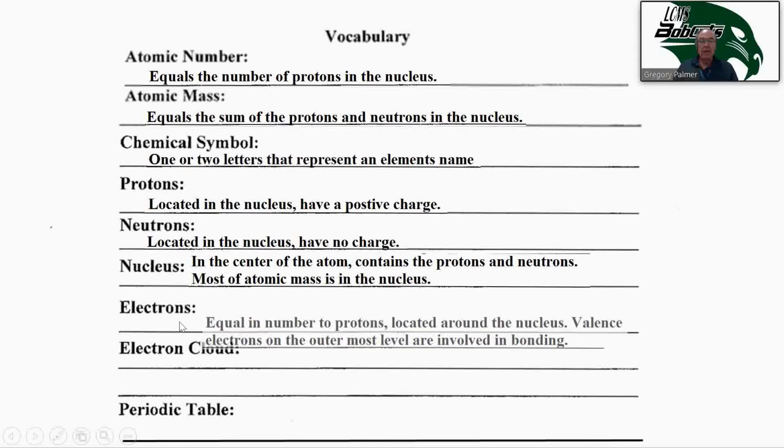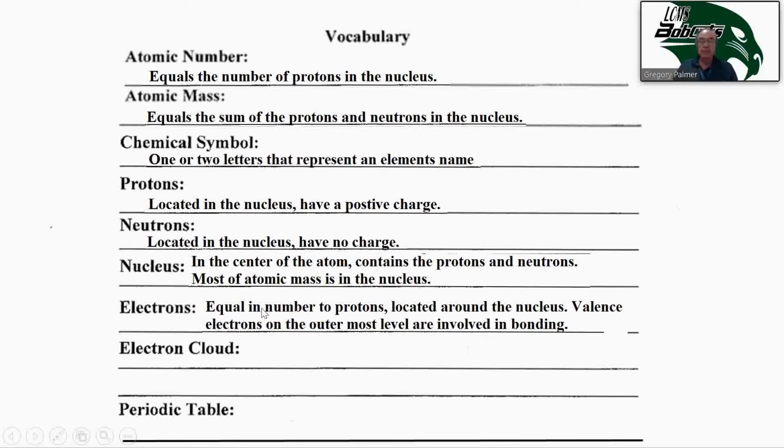Remember, electrons really don't have a mass. They're not included in the atomic mass. Electrons are equal in number to protons because the atom is neutral. They're located around the nucleus. Valence electrons are on the outermost energy level, and they're the ones that are involved in bonding.